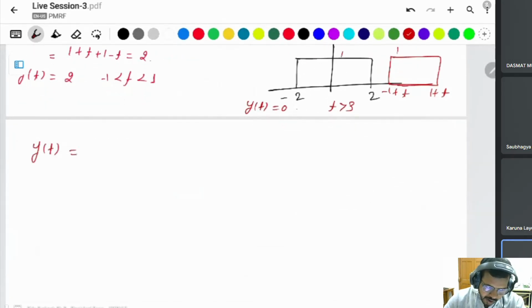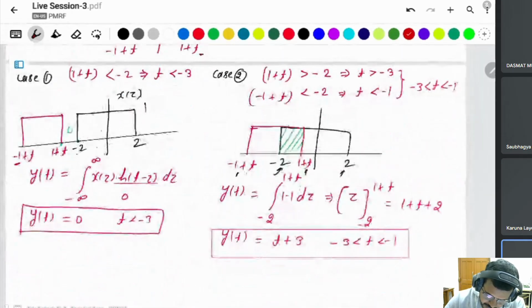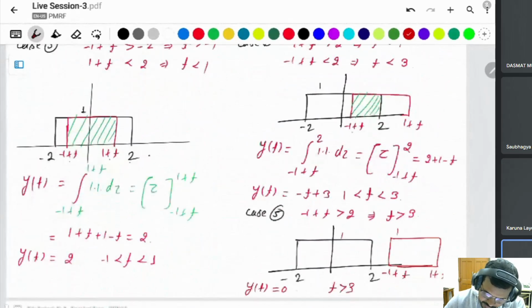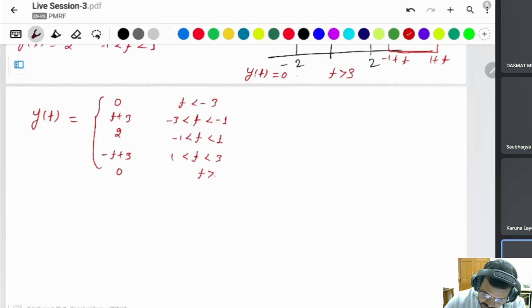yt is equal to 0 when t is less than minus 3 in first case. 0, second case t plus 3 when t is greater than minus 3 but less than minus 1. This is 2 when t is greater than minus 1 and less than 1, minus t plus 3 when t is greater than 1 and less than 3, 0 when t is greater than 3.